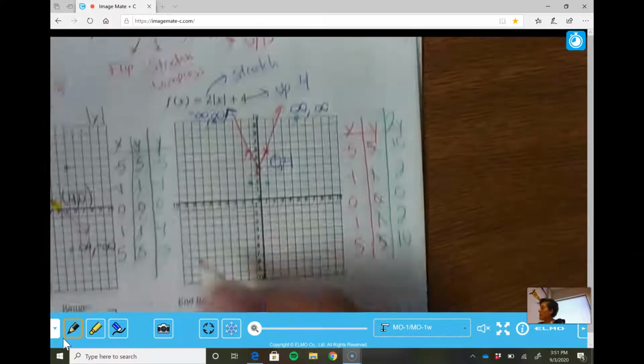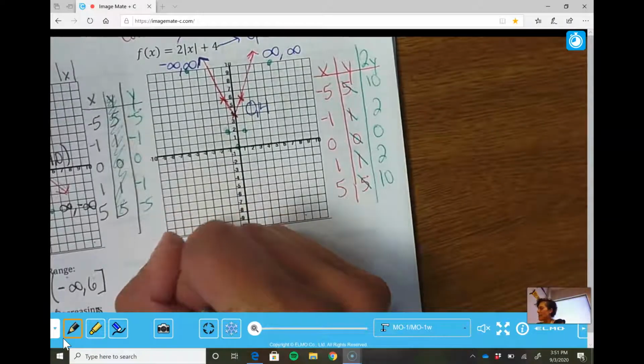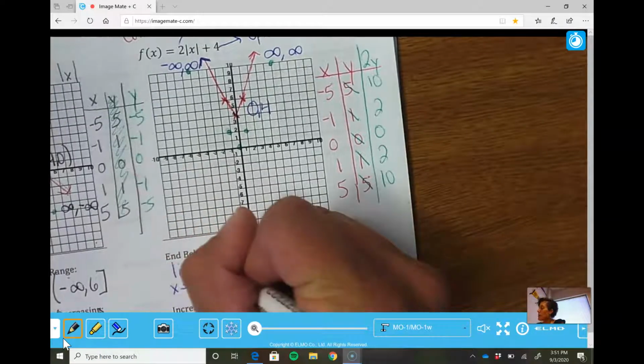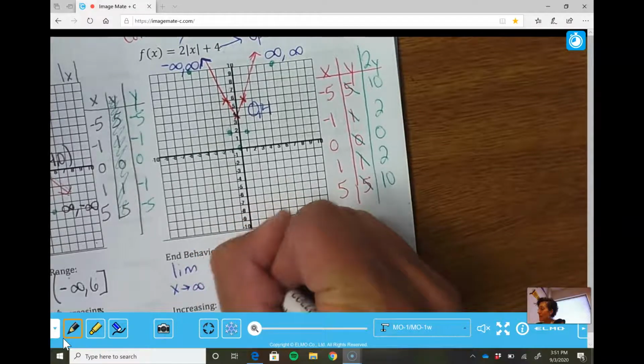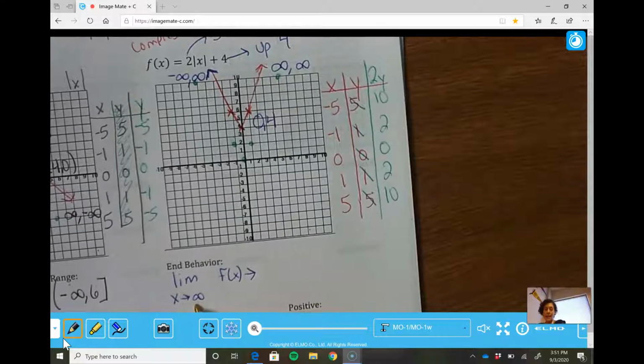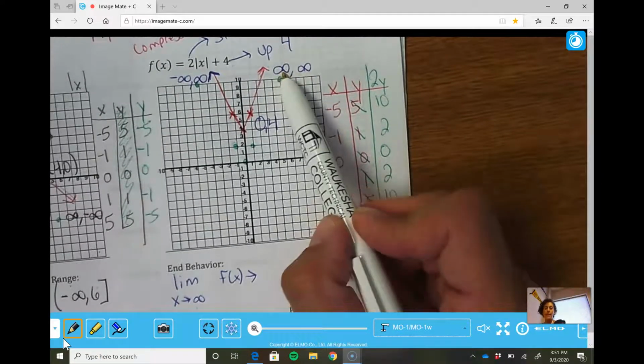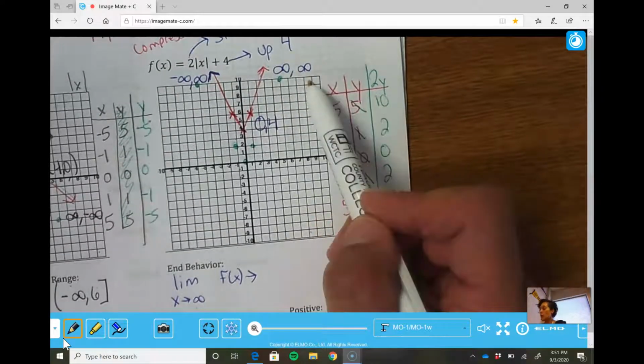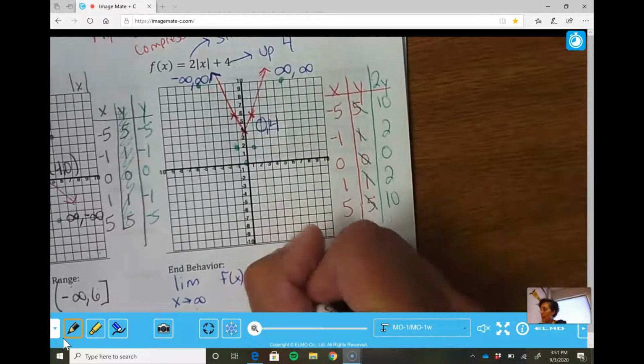All right, so end behavior. Remember, this is a pain to write, but this is you just setting it up. I haven't even written the answer yet. So I want to look, when I said as x gets bigger and bigger and bigger, that's this side of the graph. What's your y doing? Well, it's infinity. It's getting bigger and bigger.